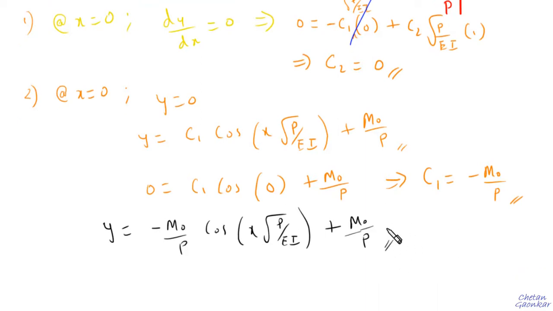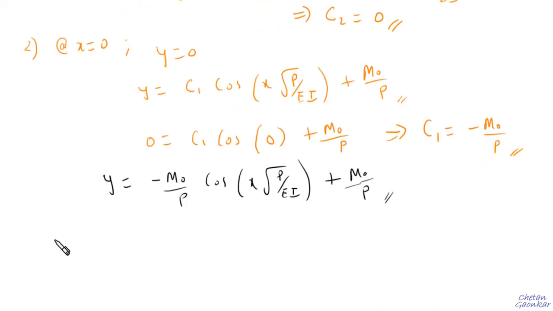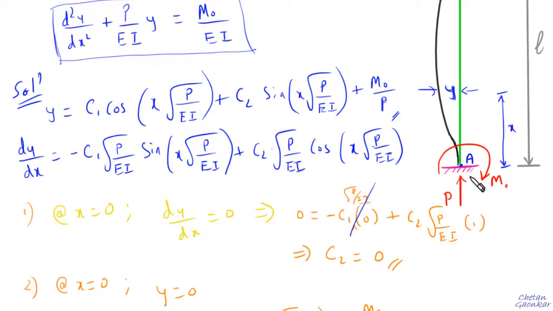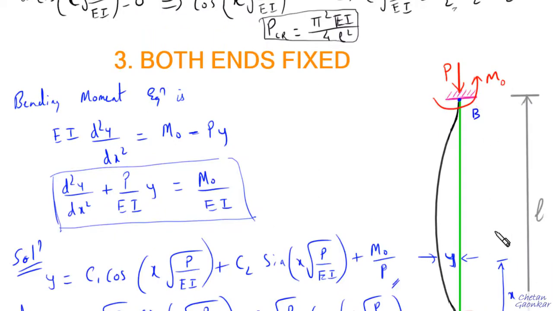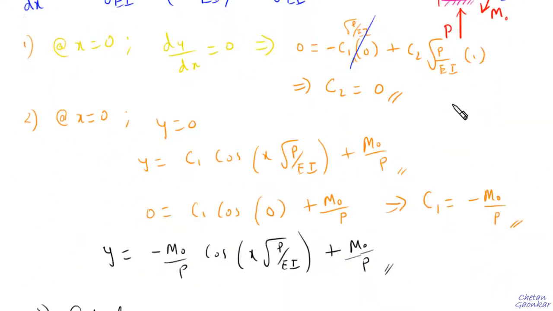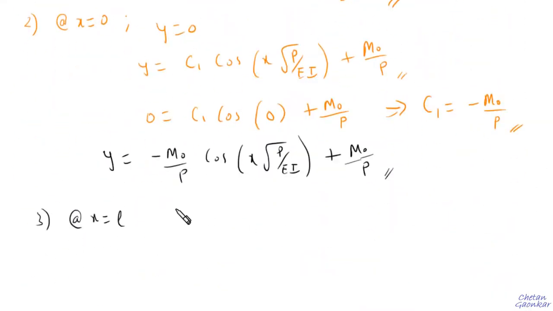The way we will simplify is that we will take the help of one more boundary condition, that is at x equal to L. What happens at x equal to L? At x equal to L, this y should again be equal to 0. If I substitute this boundary condition in this equation, what I will get is 0 equals minus M naught by P cos of this x, which is L.